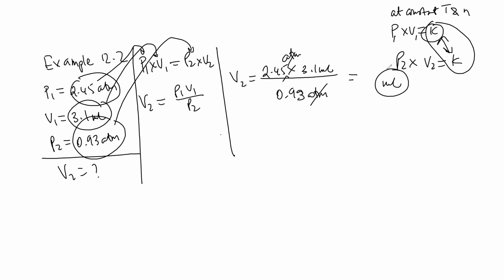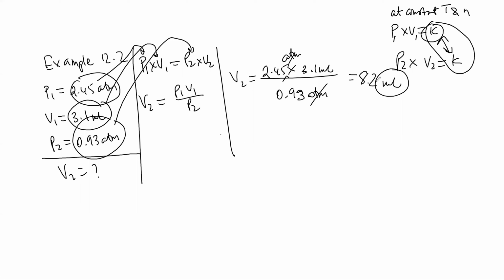Since I have only two significant figures in this P2, my final answer has to be two significant figures according to the rules. So it's going to be 8.2 ml. And that will be the final answer. And that is consistent with what we predicted. Once the pressure dropped, the volume had to increase from the original 3.1. And that's where you see the new volume is 8.2.